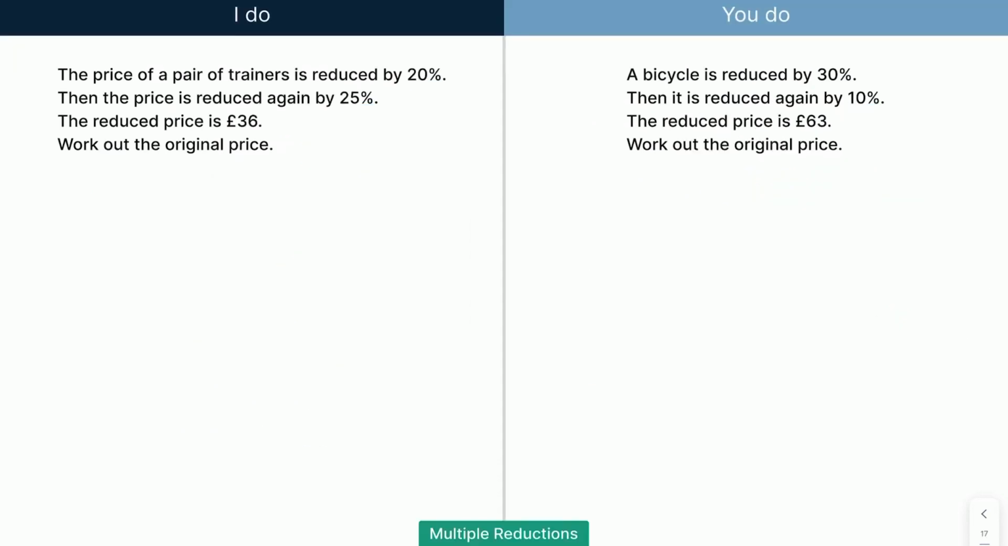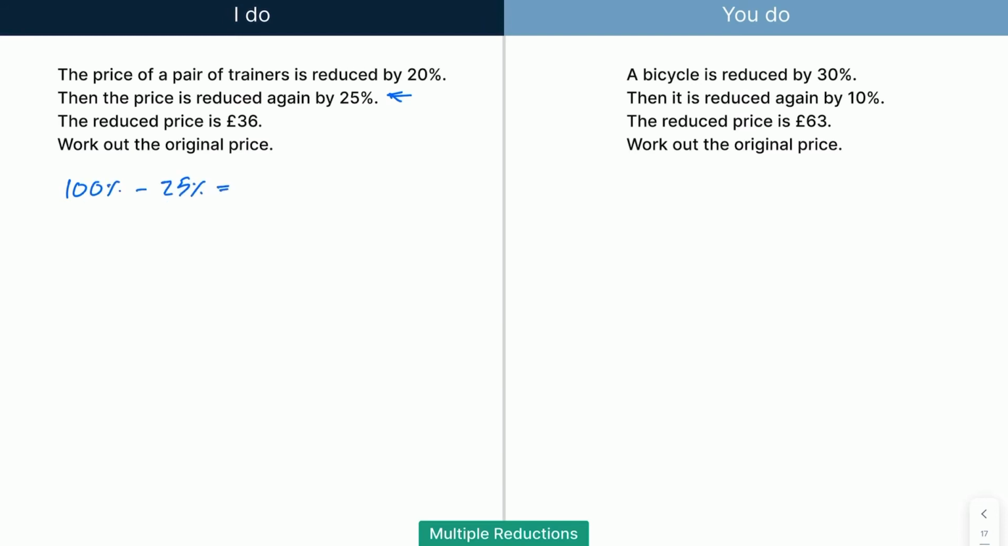So moving on. Now again, reading this question carefully, the price of the trainers is reduced by 20%, then the price is reduced again by 25%, and the final price is £36. So what we need to do is go from here to here, get that answer, and then go from here to here. So we know, looking backwards, if we look at this line here, the price is reduced by 25% to get £36. So we know the £36 represents price is always out of 100.